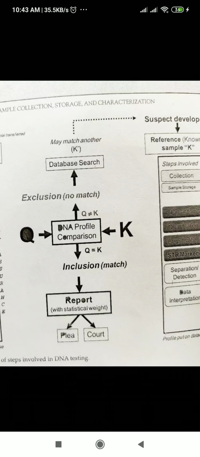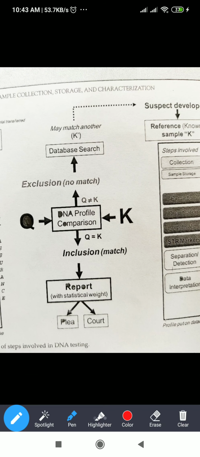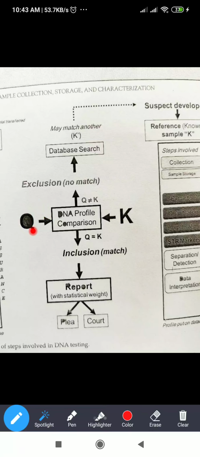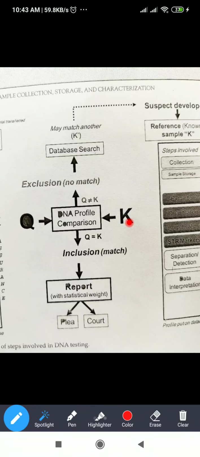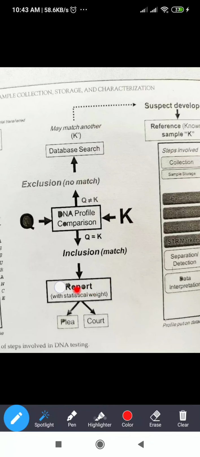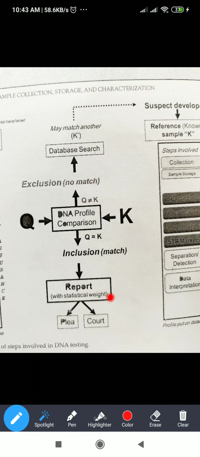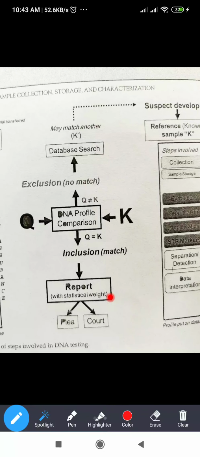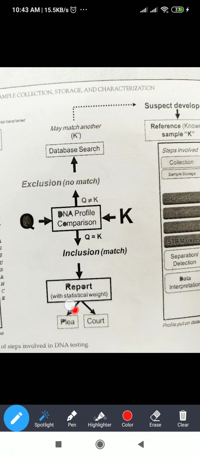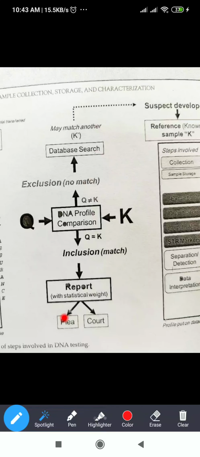If our question sample Q and our suspect K match completely, then we conclude that the suspect and the sample which we have collected from the crime scene are the same. Then on that basis the court will give their judgment. Or if it is not, then we can plead with the case that the suspect and the crime scene evidence are not matching each other.